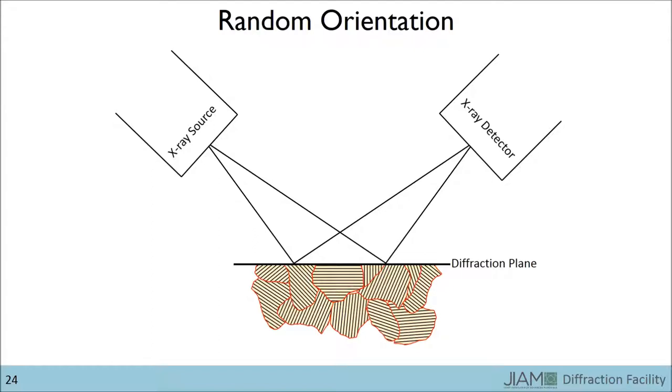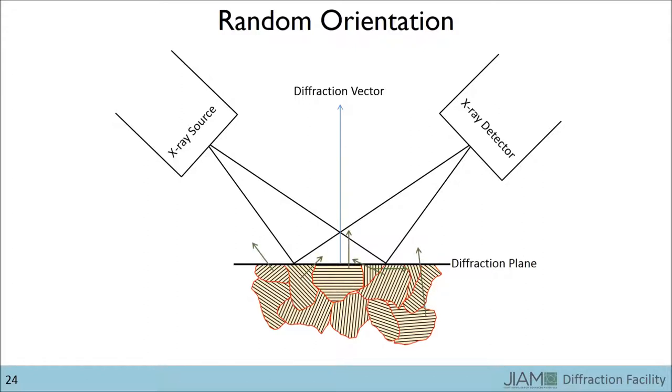For polycrystalline samples, there are small regions called grains in which all unit cells are aligned in the same way. These grains are outlined in red in the figure, and neighboring grains have unit cells that are oriented differently. Let's pretend that the lines within the grains shown here correspond to the 100 plane, and that the X-ray source and detector are at the proper angles for constructive interference to occur for the 100 planes, normally producing a peak in the diffraction pattern. The diffraction vector shown here is the vector that bisects the angle between the X-ray source and detector. In this example, the diffraction vector points straight up and is perpendicular to the diffraction plane.